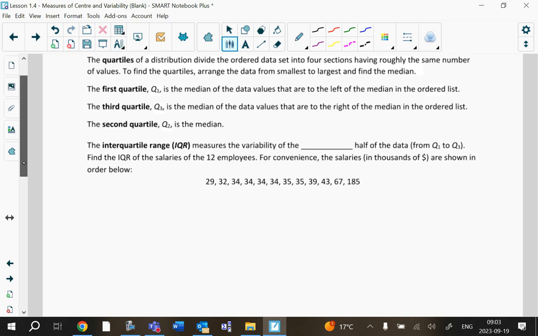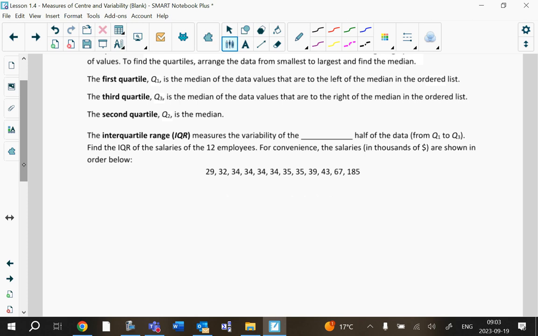The first quartile will be the median of the data values to the left of the original median. The third quartile will be the median of the values that are to the right of the original median. The second quartile is the median itself because it splits the data into approximately 50 above and 50 below.